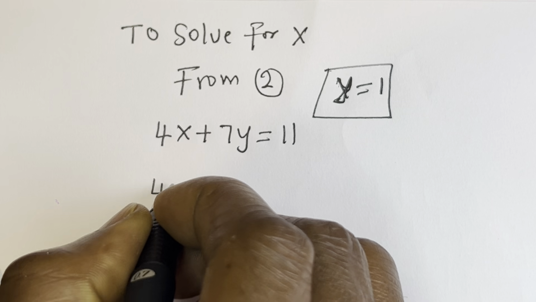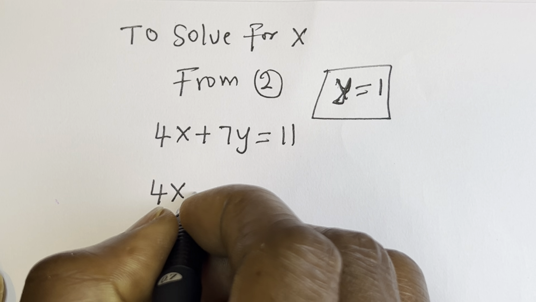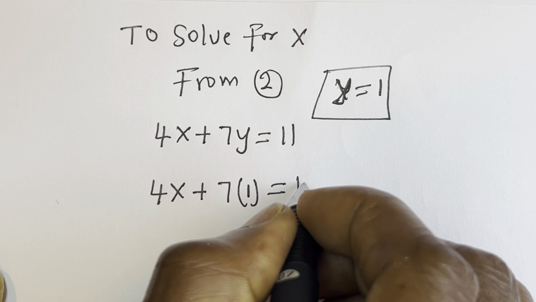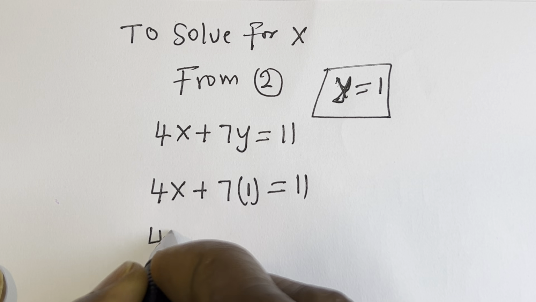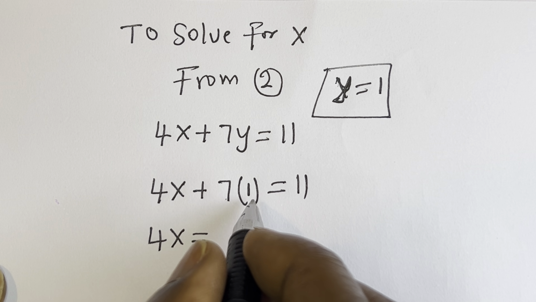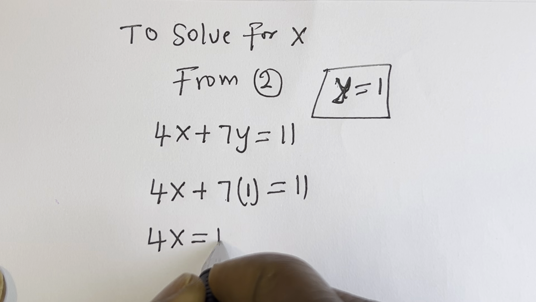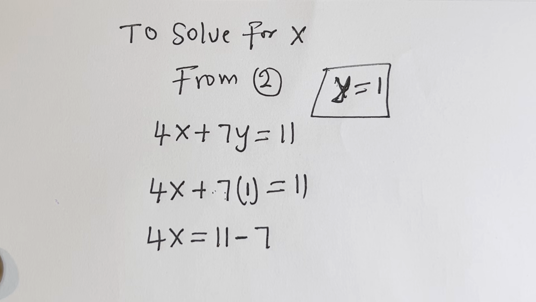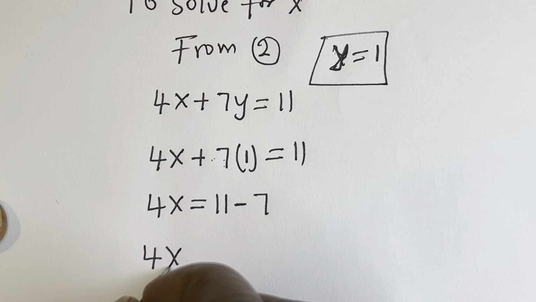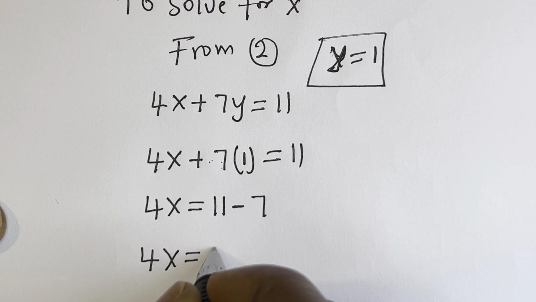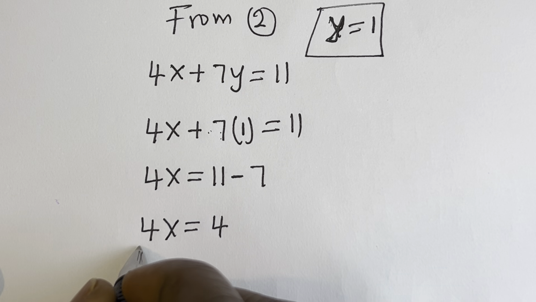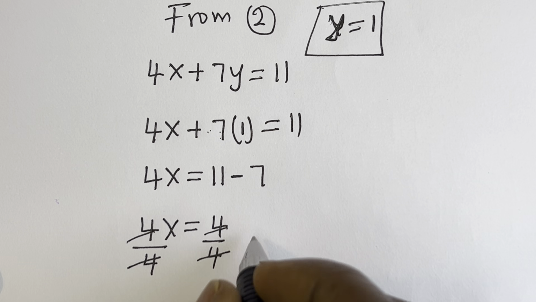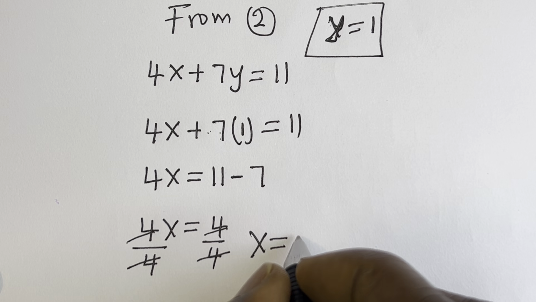We have 4x plus 7 multiplied by 1 is equal to 11. 4x is equal to 11 minus 7. If you take this plus 7 to this side, it becomes minus 7. 4x is equal to 11 minus 7, that is 4. Then if you divide both sides by 4, the 4s cancel, x is equal to 1.